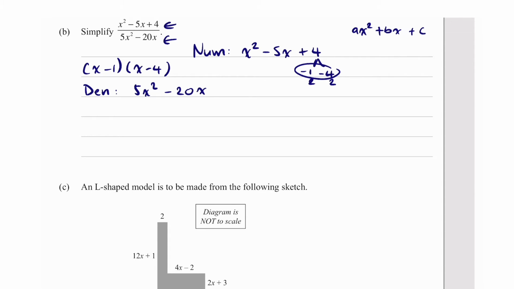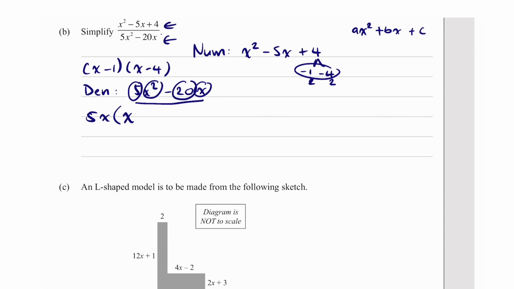So what's common between all these terms? Well, the number part: what's common about the 5 and the 20 is that they're both divisible by 5, so we know that we're going to be able to take a 5 out. When we look at our letter part, what's common about x and x squared? Well, they both have x in it. So we're going to take 5 and we're going to take x out. Then 5x times what gives me 5x squared?